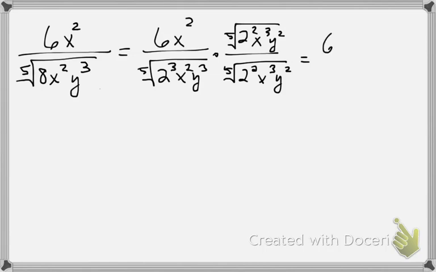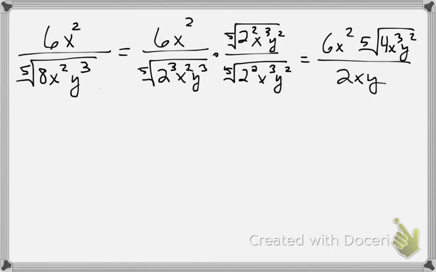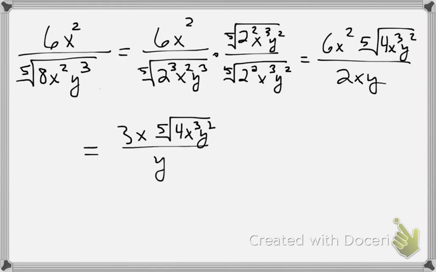So up top, that's just going to be 6x squared times the fifth root of 4x cubed y squared. There's no fifths up there, so we can't do anything with that. And on the bottom we get 2xy. We do have an x we can reduce. And we can also reduce by 2. So this winds up being 3x, fifth root of 4x cubed y squared over y.